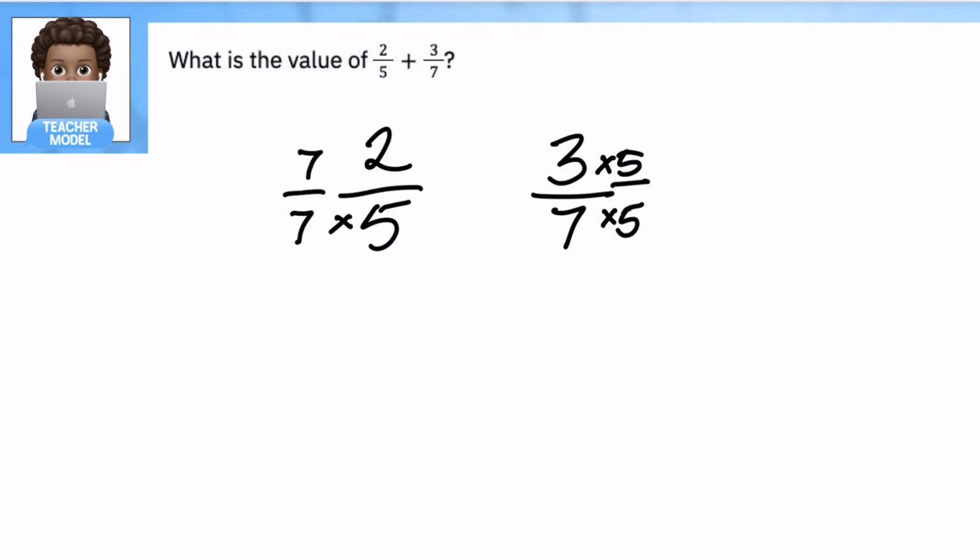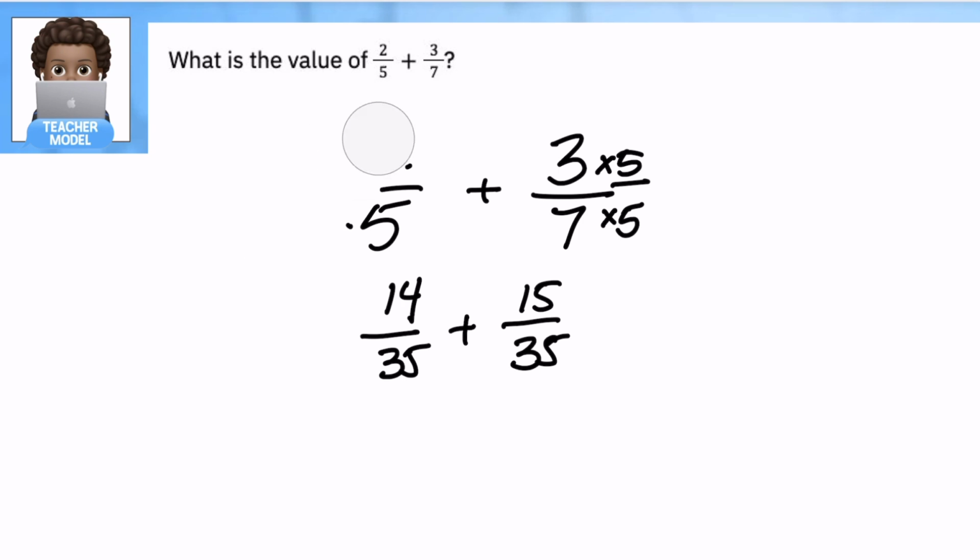And when I do that, I automatically get 14 over 35 and 15 over 35, and I can just add them up. So this is an expert level way. I like this method a lot. I see a lot of kids using this when they're multiplying. Here's the hard part though. A lot of kids do this in their heads and do not show their work.